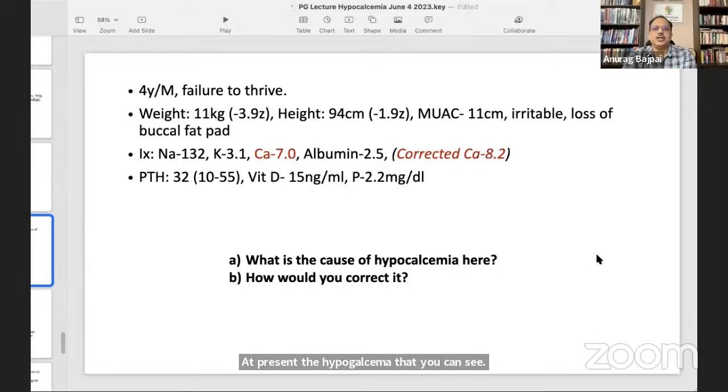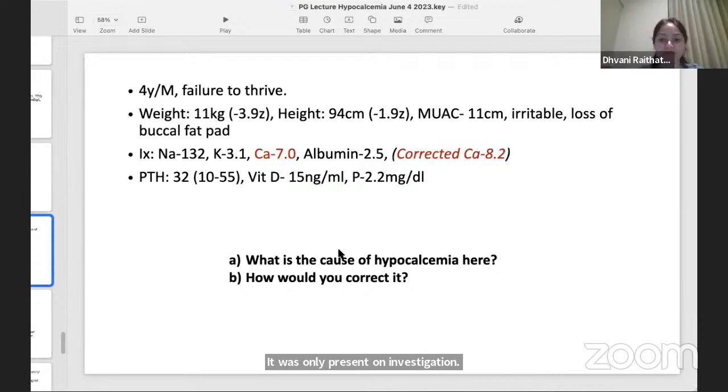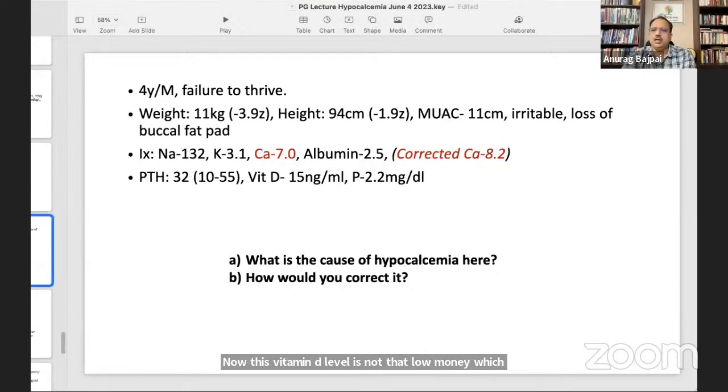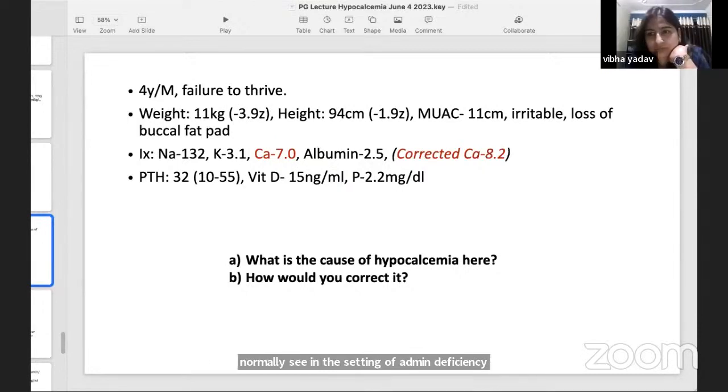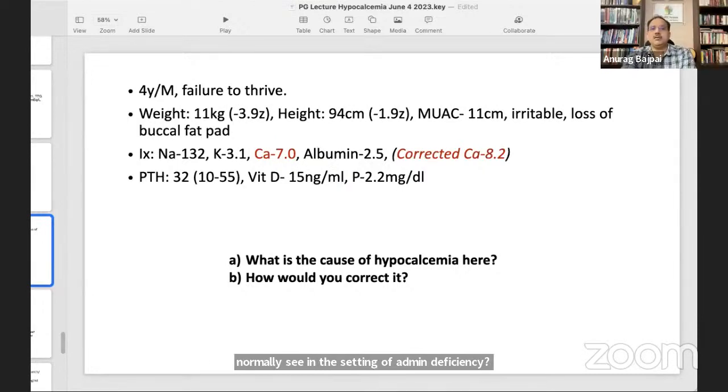So this child has asymptomatic hypocalcemia with a low phosphorus and a low vitamin D. Now, this vitamin D level is not that low, Dhwani, which we normally see in the setting of vitamin D deficiency. Yeah, in vitamin D deficiency causing hypocalcemia, the levels are very low. So do you think something else might also be contributing? We have answers, nutritional rickets from Dr. Bhanani, so vitamin D deficiency is definitely playing a role. Vitamin D deficiency again, Dr. Shekhar, but is there anything other than vitamin D that we'll think of?